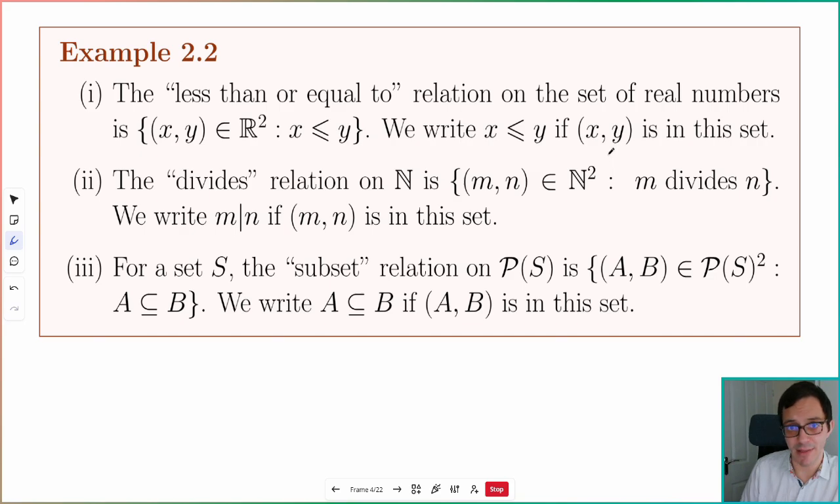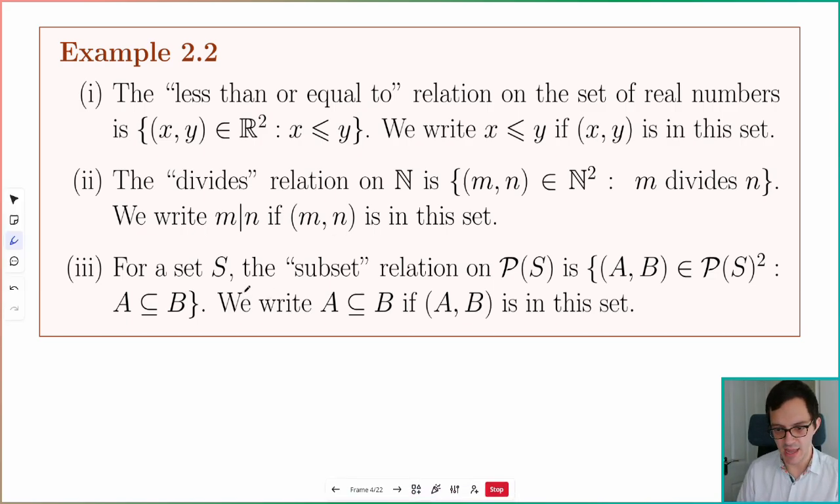And probably we're not going to think about that as a subset at all. There's the divides relation on the natural numbers, which we met. We say that m divides n, and we write m divides n with a line, if that pair is in the set. But you might like to briefly think about that as a subset of pairs of natural numbers.